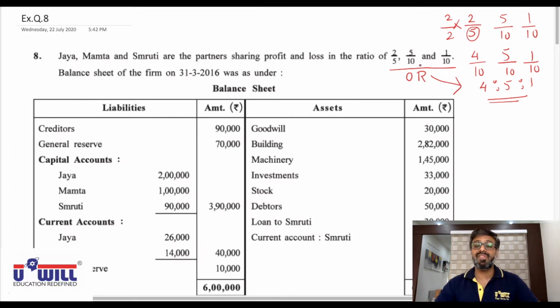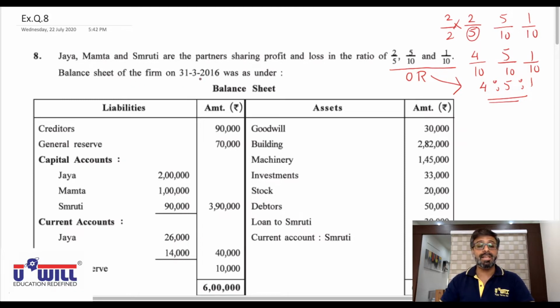Okay, 2 by 5, 5 by 10, 1 by 10, you convert in the same denominator. So 2 by 5, how will you make this 5 as 10? By multiplying it by 2 by 2. But you have to multiply numerator as well as denominator so that the ratio doesn't change. So basically 2 by 5 is same as 4 by 10, 5 by 10, 1 by 10, 4 is to 5 is to 1.